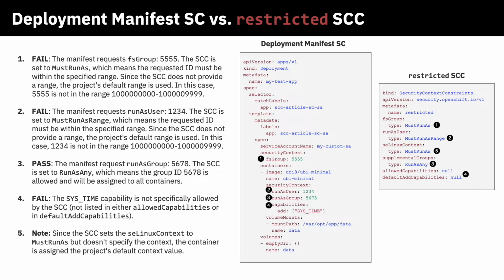The third item passes due to the manifest request that run as group is set to 5678. The SCC is set to run as any, which means that the group ID 5678 is allowed and will be assigned to all containers. The fourth item fails due to the sys_time capability being not specifically allowed by the SCC and not listed in either allowed capabilities or within default add capabilities.